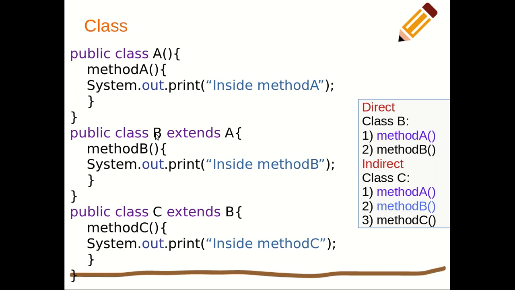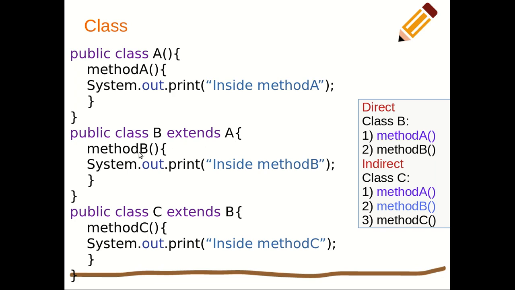Now, class B extends class A, and for that reason, class B has method A and method B. Class C extends class B, and that implies every method within class B has been inherited by class C. That way, we are able to access method A, method B, and method C within class C.